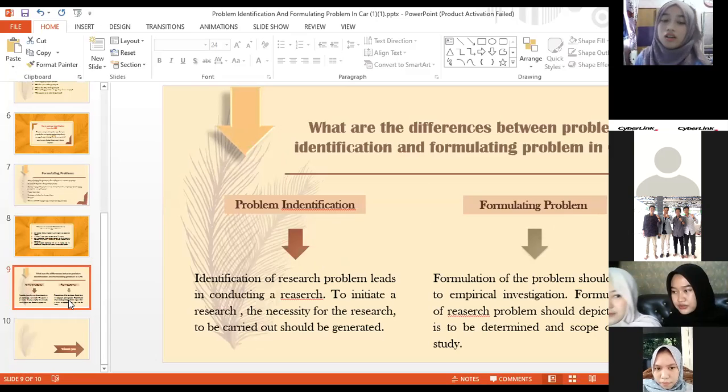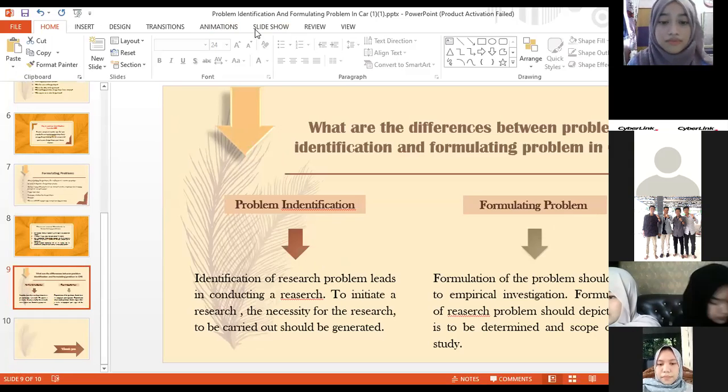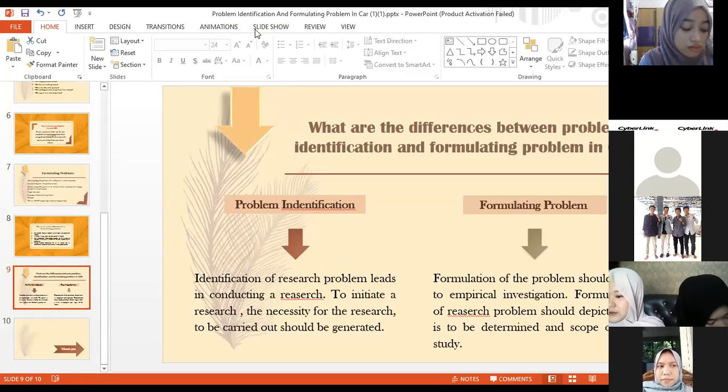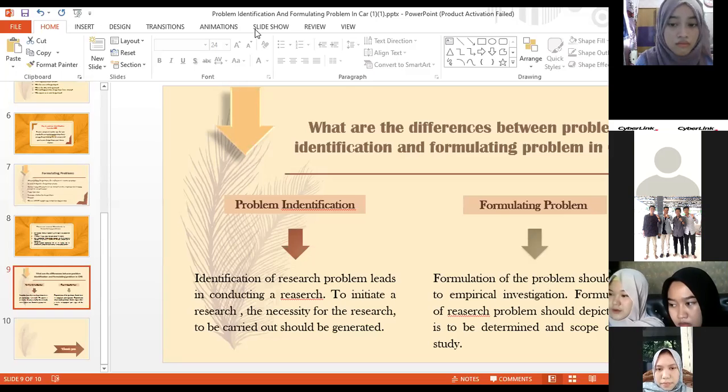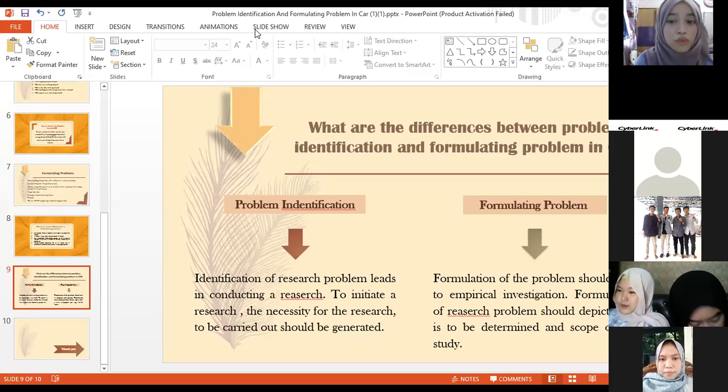The difference between identification and formulating. Problem identification, one more time. Here it is a basic or preliminary research, or a prior research that we do. That's problem identification. And then the next step, after we already identified the problem, we go to the next level, formulating the problem based on the problem identification in classroom action research.